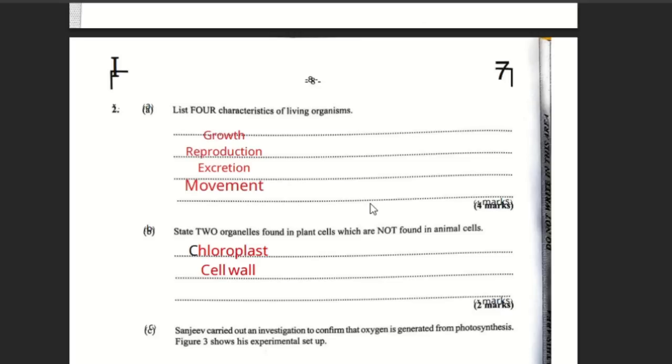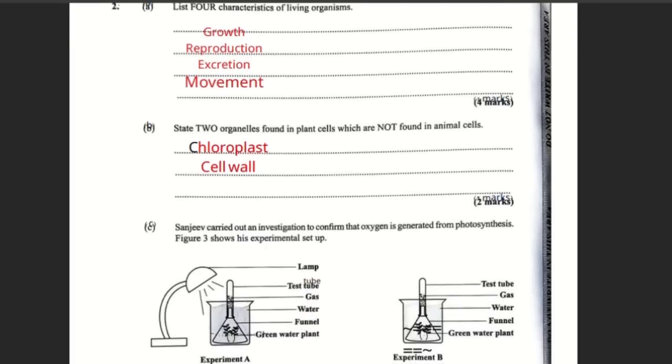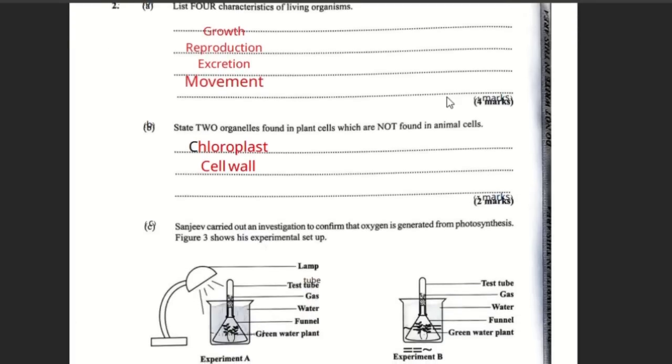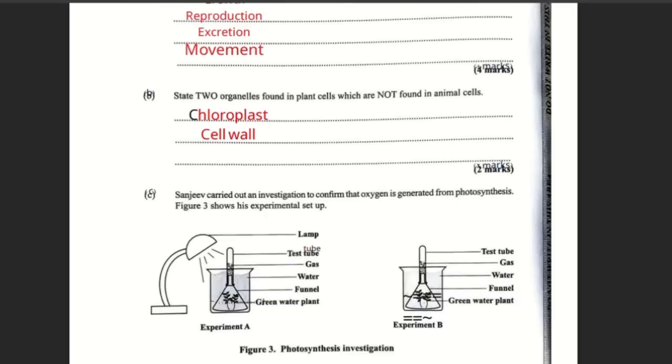Now, B says, name 2 organelles found in plants that are not found in animals. Basically, a chloroplast is very unique to plant cells, and a cell wall is also unique to a plant cell. You could have maybe put large vacuole, because you only find a large central vacuole in the plant cell, and it's not found in animal cells. So that could be a possibility.